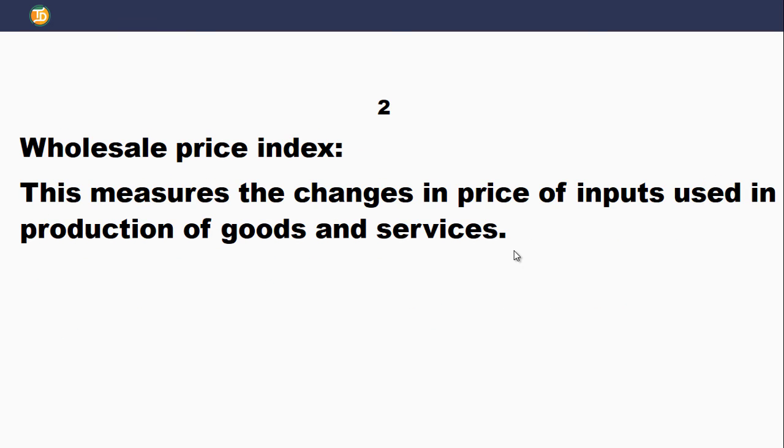Number two is wholesale price index. Wholesale price index measures the changes in price of inputs used in production of goods and services between one period and another period. So the changes in price of inputs, which is changes in price of factors of production. All right, that's wholesale price index.